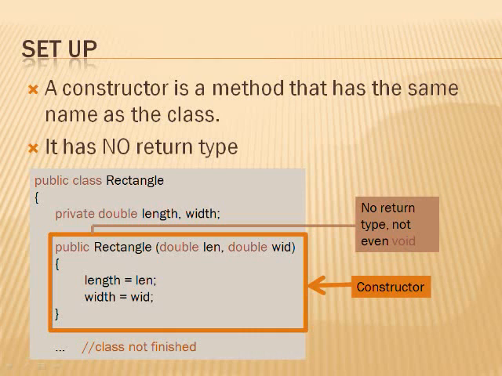To set up, a constructor is a method that has the same name as the class. It has no return type. Below is an example of the class Rectangle with a constructor and two instance fields. As you can see, there is no return type, not even void.